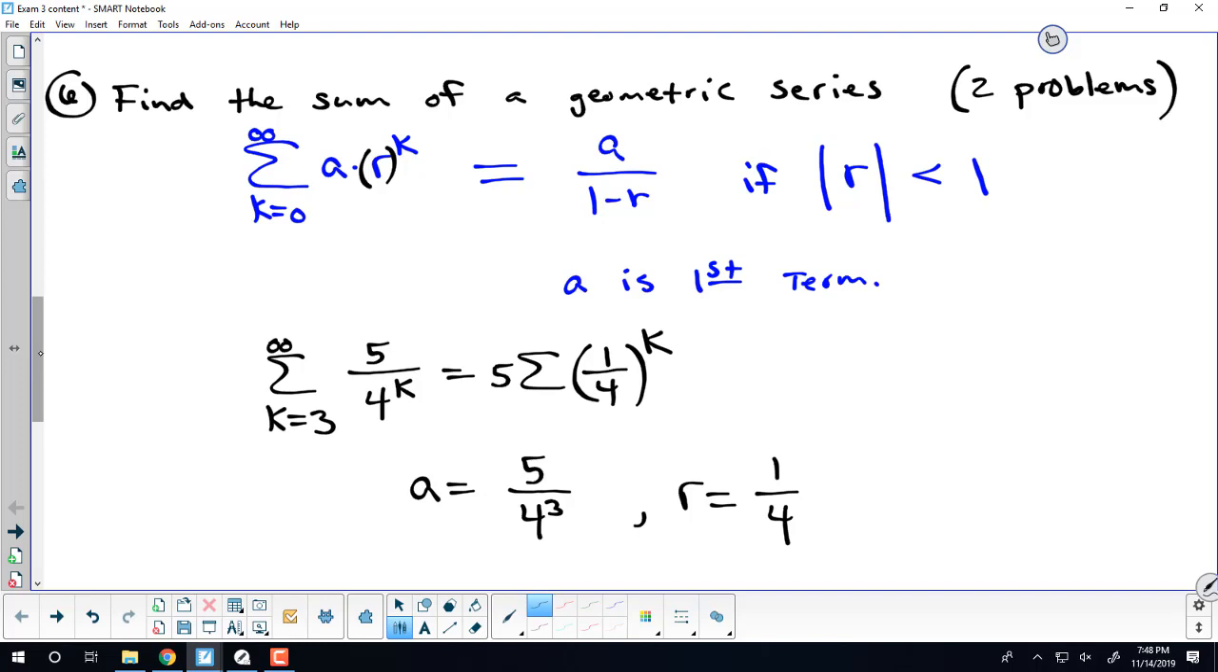We did a couple of examples like that as well. What section were those examples? That was the geometric series, 10.3, I believe. 10.3.